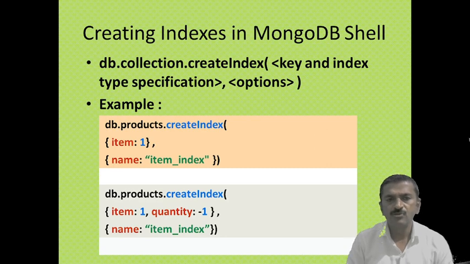MongoDB shell. For defining indexes in the MongoDB shell, we just have to use this syntax: db.collection.createIndex is a function which takes two parameters. First is the key on which you want to define the index, and second is the option for that index. So this is the syntax of defining the index.